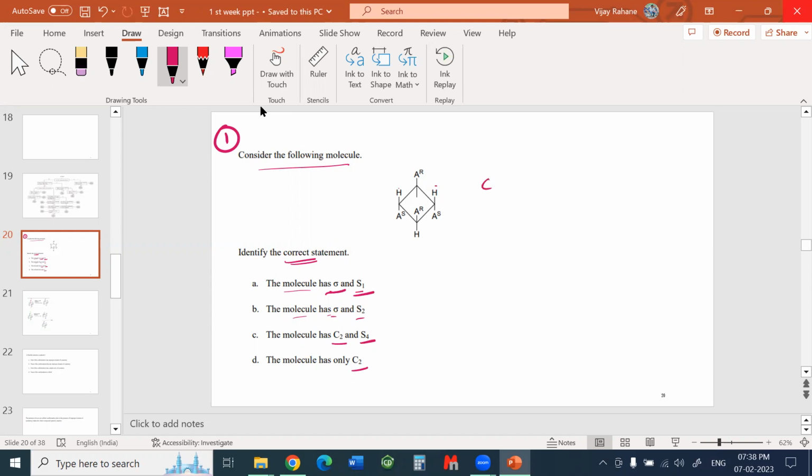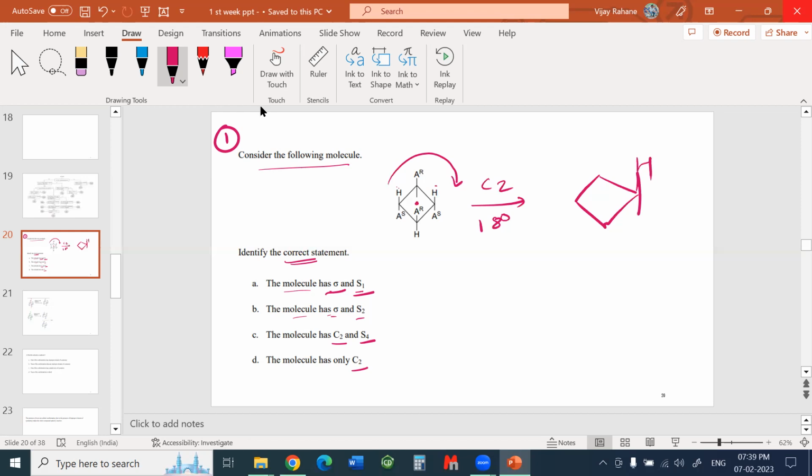It has the C2 axis. How can we check whether it has C2 or not? Let's pass the plane, plus pass an axis through the center and rotate it by 180 degrees. How will this molecule look? After 180 degree rotation, this hydrogen will go here.